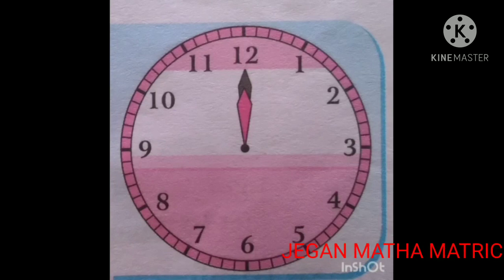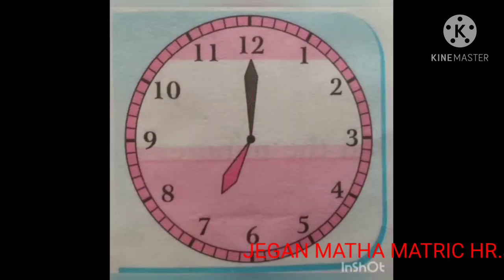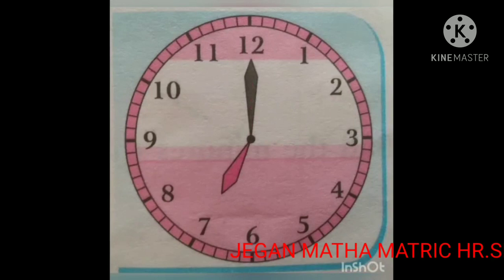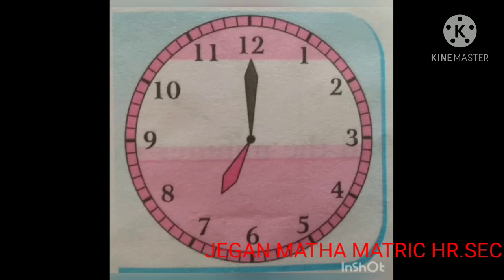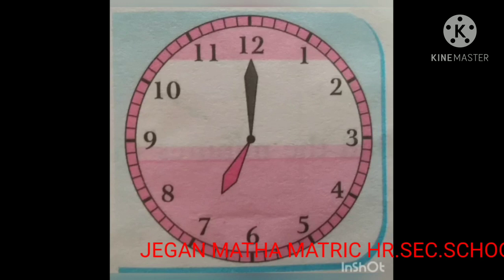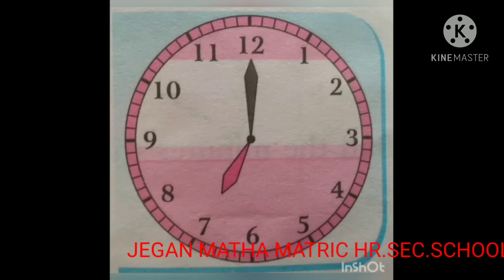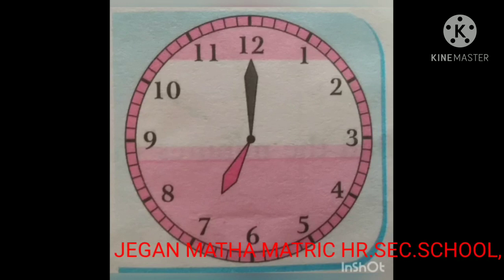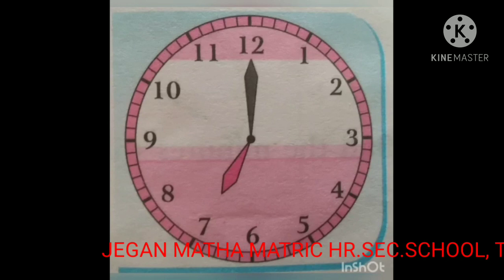Now, tell the time shown by the following clock. See the clock. First, look at the minute hand. Yes, the minute hand is at 12 and the hour hand is at 7. So the time is 7 o'clock.